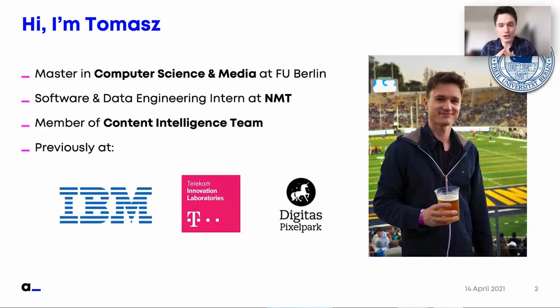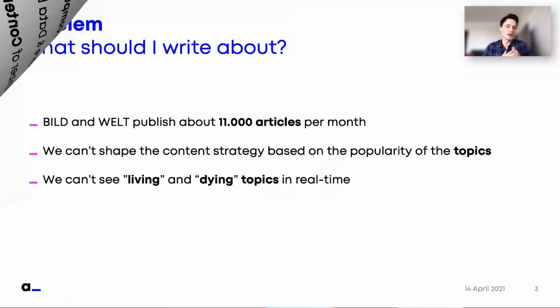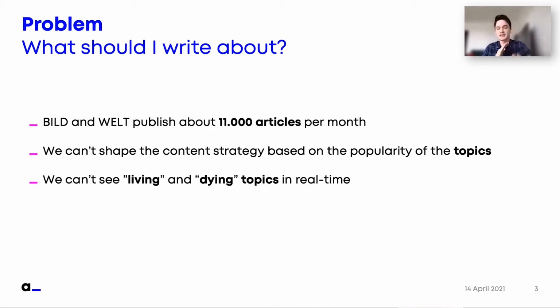So thanks to our close relation with the editorial teams, we are aware of problems and challenges they are facing on a day-to-day basis. So one of such problems is definitely, what should I write about? BILD and WeLT together publish around 11,000 articles per month. Undoubtedly, there's a lot going on, a lot of news, possible topics and events to cover. But journalists often wonder how to decide what is really important right now for the viewers and what has already lost its urgency.